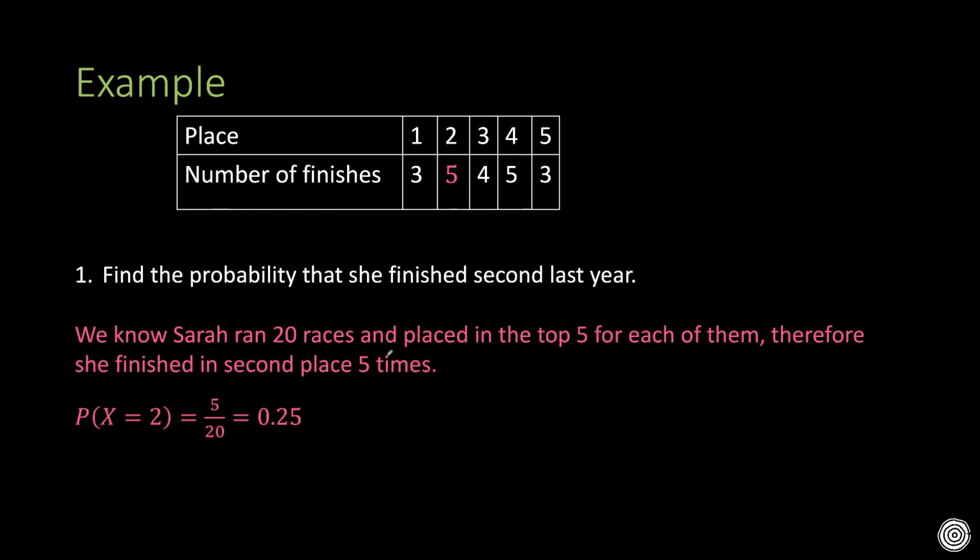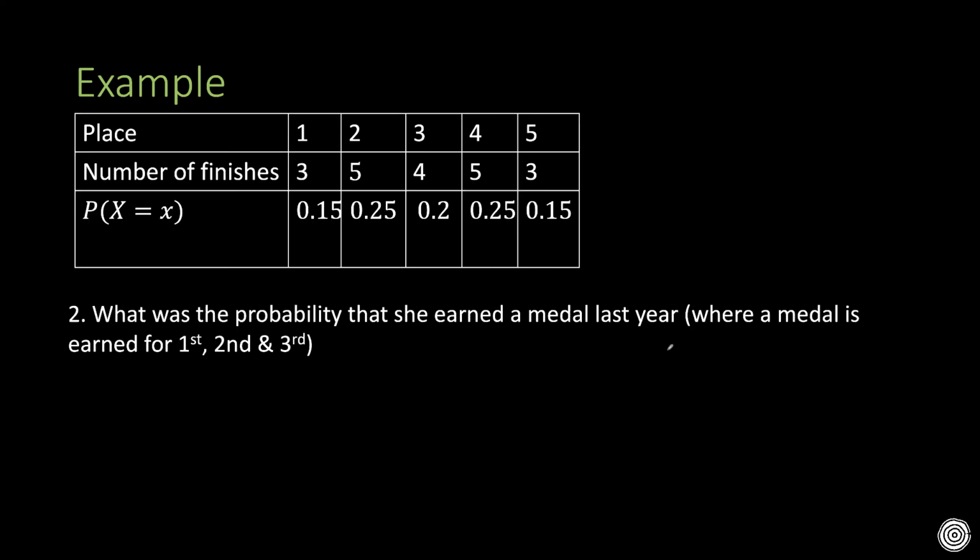But how I would write this out is I would say probability of the random variable of 2, so this is the value that I am after, that she came second, is equal to 5 out of 20, and you could either leave it in fraction form or in decimal form. For question 2, I want to find out the probability that she earned a medal last year. Well, we know that she can only earn a medal if she comes first, second, or third.